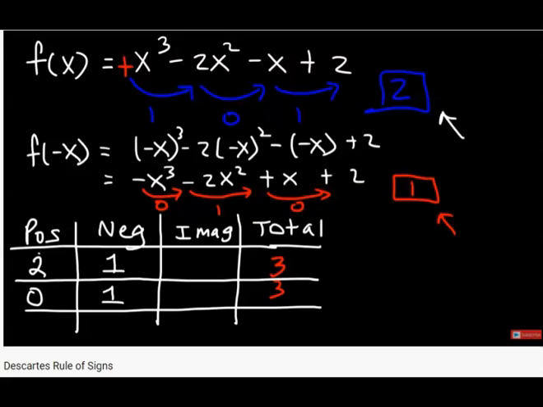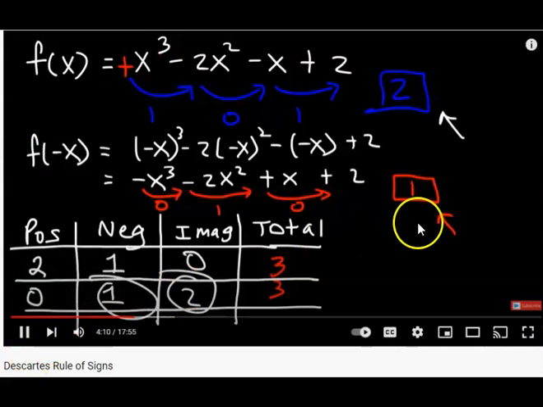So now that we have the number of positive and negative real zeros, we can determine the number of imaginary zeros. So these three columns have to add up to the total 3. 2 plus 1 is 3, so therefore there's 0 imaginary solutions. But for the second row, we need to have 2 imaginary solutions because 1 plus 2 adds up to 3.